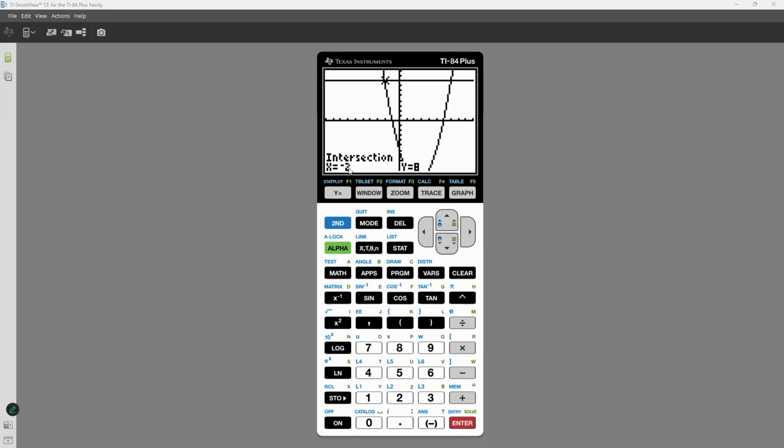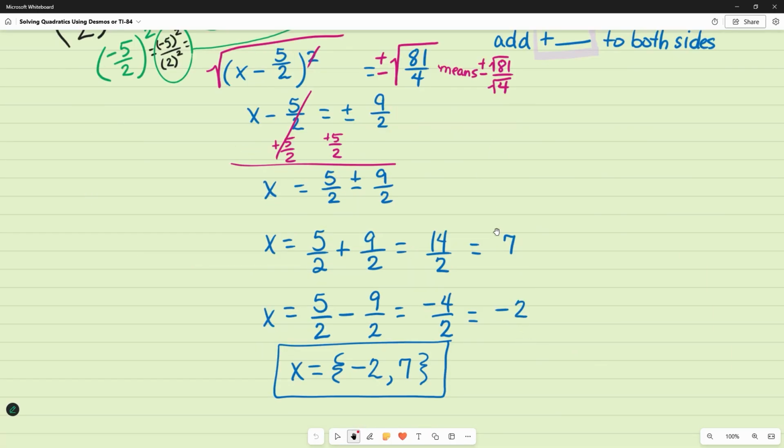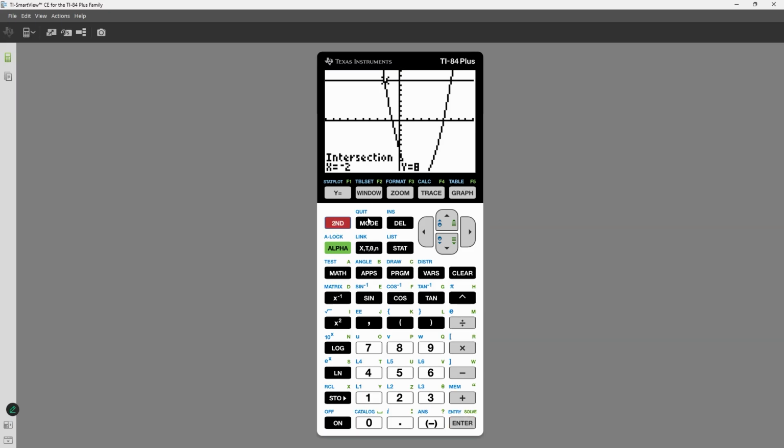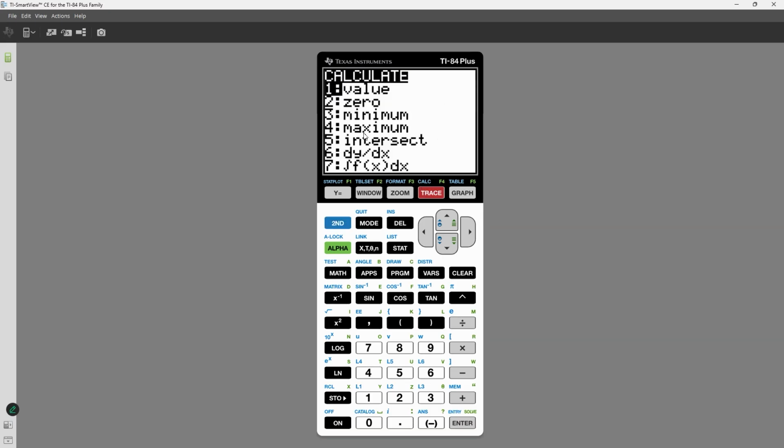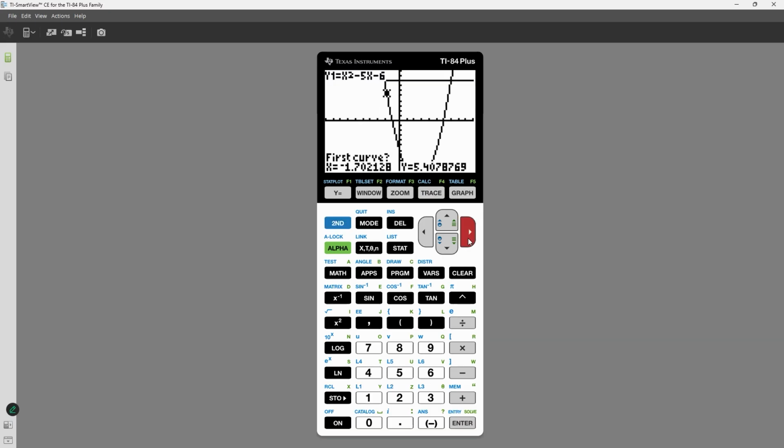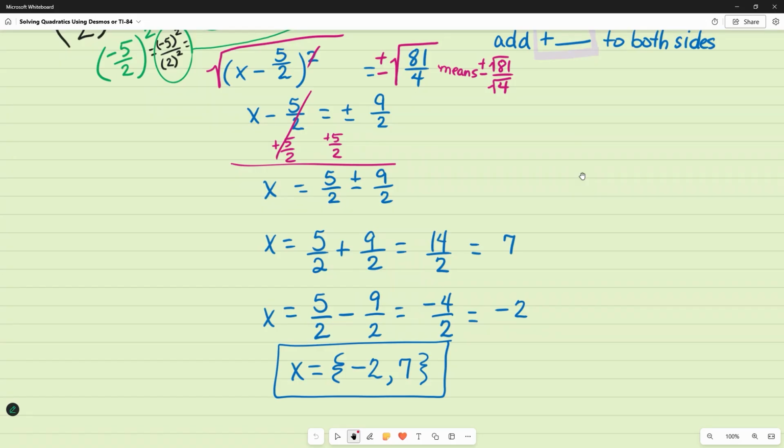Well, we already knew that was one of our answers right here. And then the other answer should be 7. So we have to go to second trace, which is our calculate, choose number 5. And then this time we're going to go below the other side, anywhere below. So keep clicking on, there you go, until you see your cursor, hit enter, and now anywhere above, kind of hard to tell, but look at your x value and then hit enter twice and it tells you x should be 7 when y is equal to 8. That is how you're going to use Desmos and TI-84 to determine whether or not you're on the right track with solving quadratics.